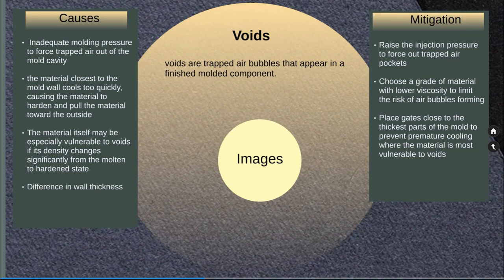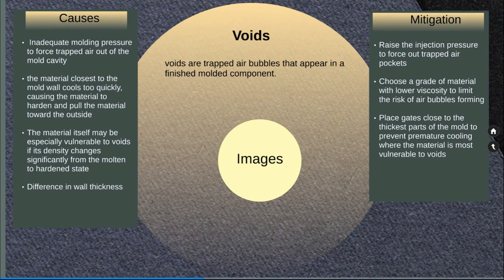The next is the material closest to the mold wall cools too quickly, causing the material to harden and pull the material towards the outside. So when the material gets pulled towards the outside, a void can form inside the material because of the cooling variation. The material itself may be especially vulnerable to voids if its density changes significantly from the molten to hardened state. The difference in wall thickness is another cause.